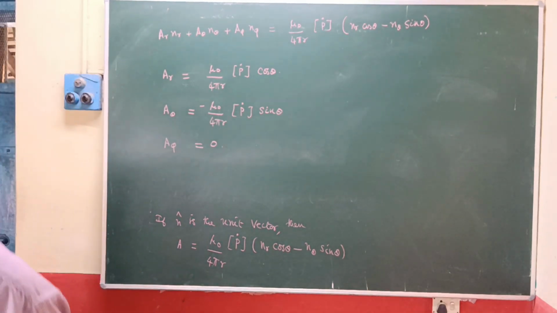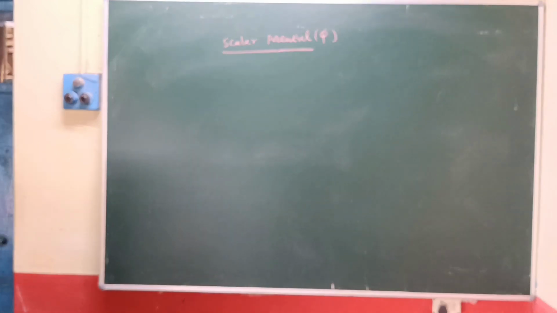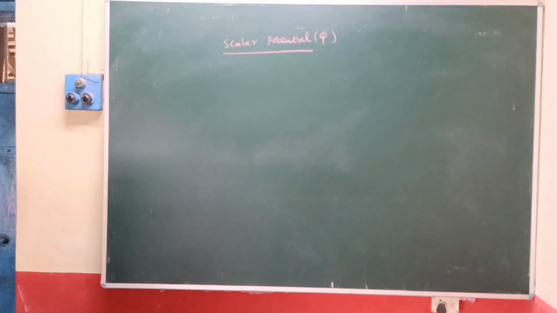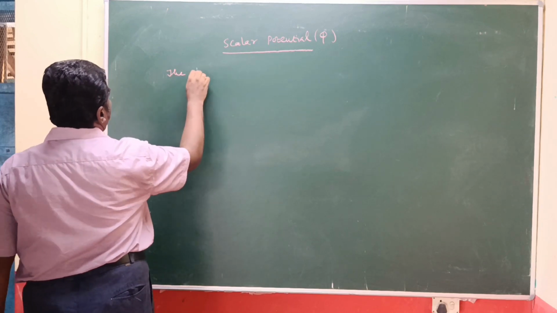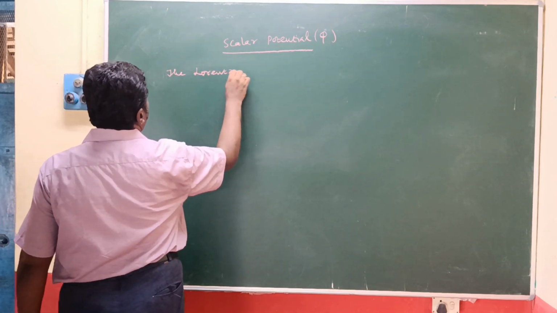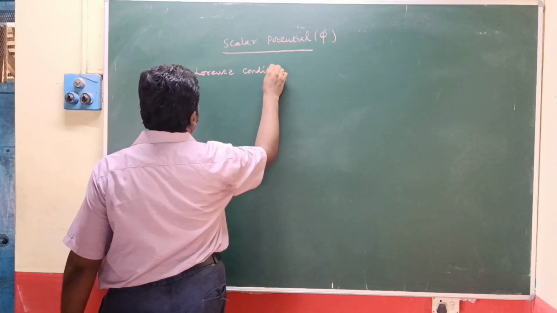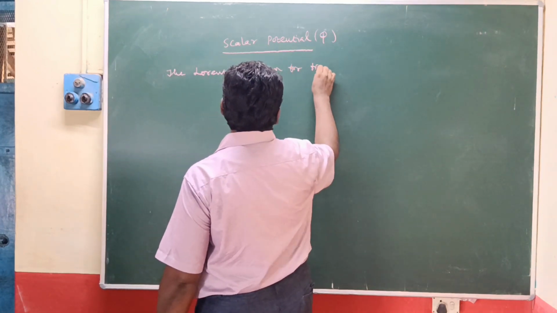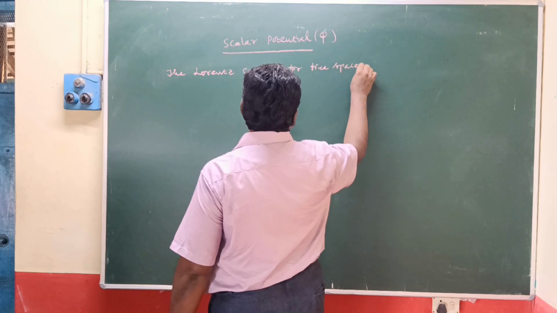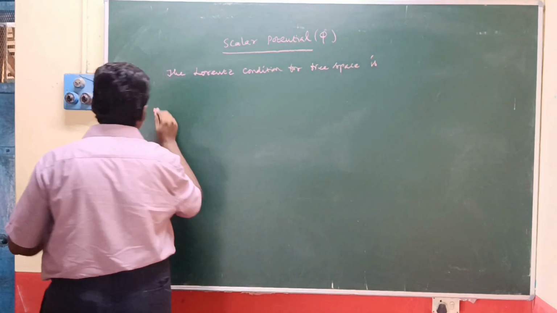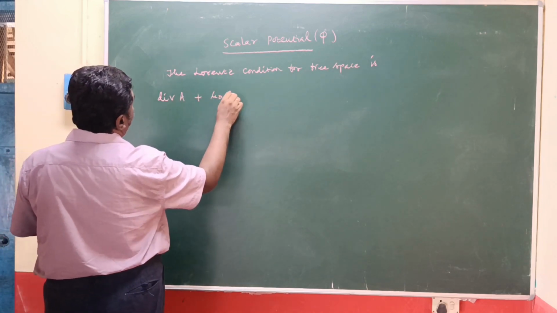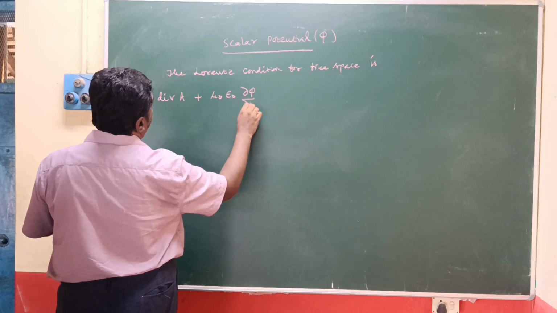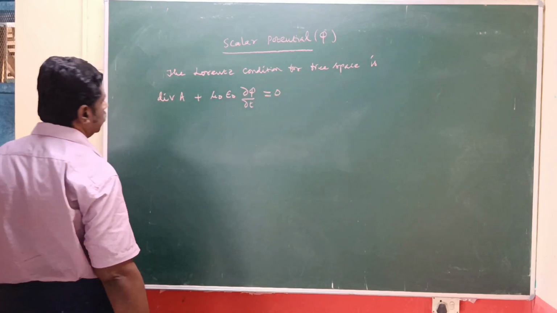Next we will go to the scalar potential phi. To get the scalar potential, we should start our journey from the Lorentz condition. The Lorentz condition for free space is div A plus mu naught epsilon naught dou phi by dou t equal to 0.